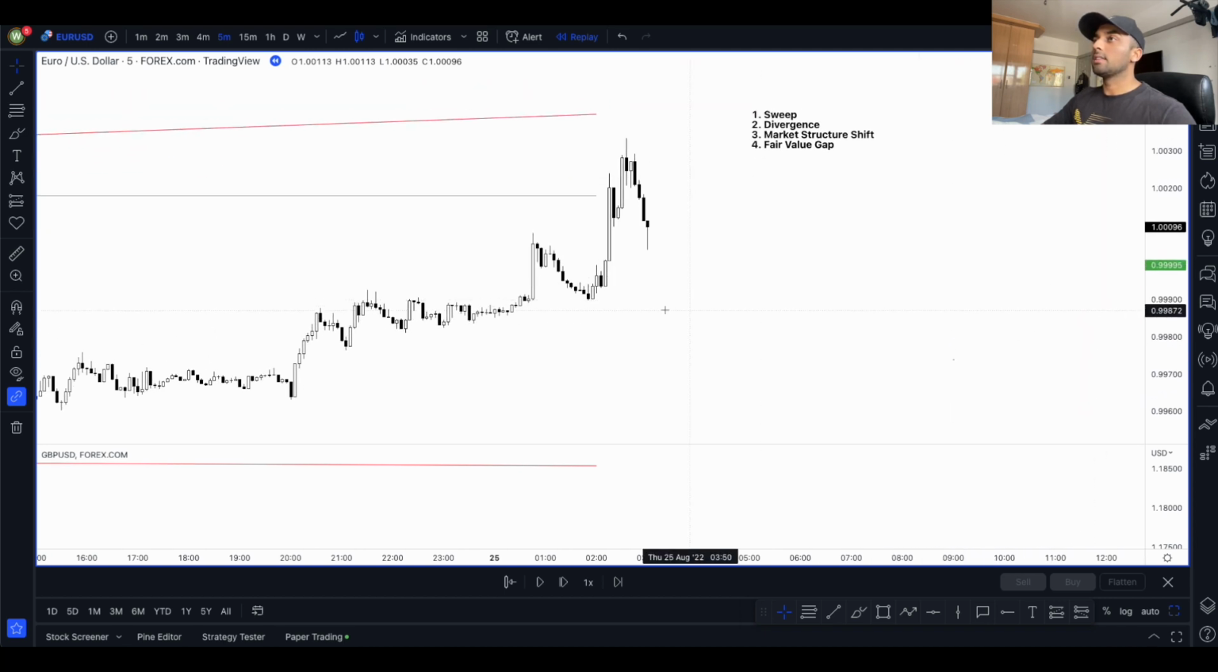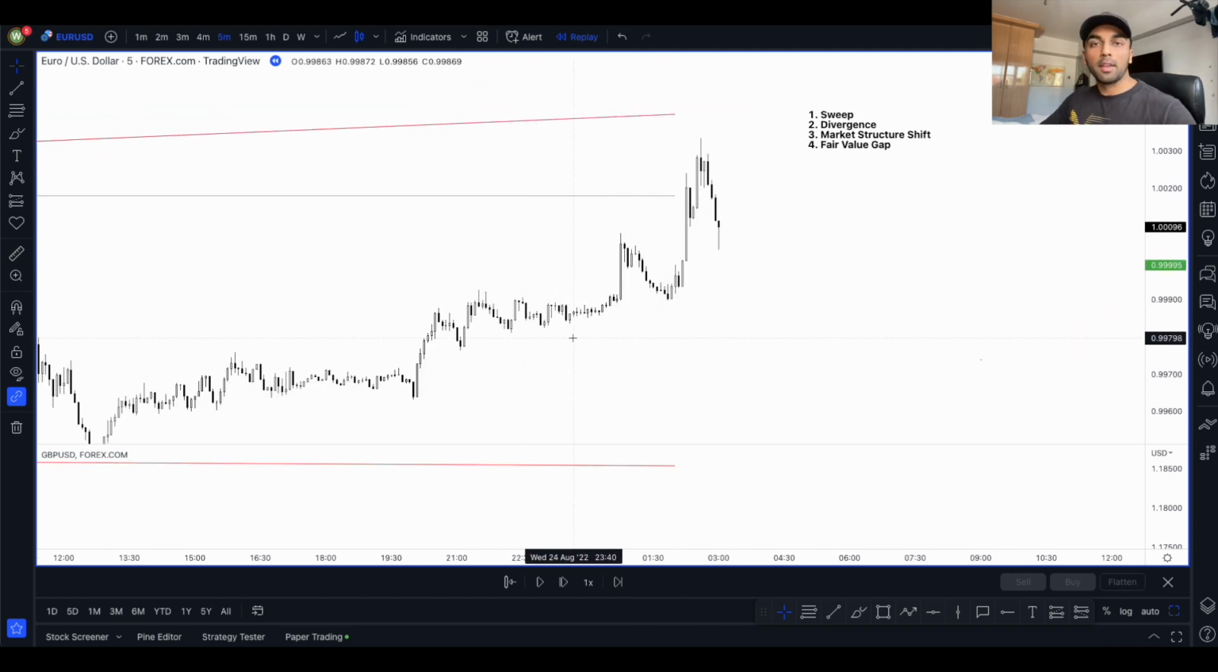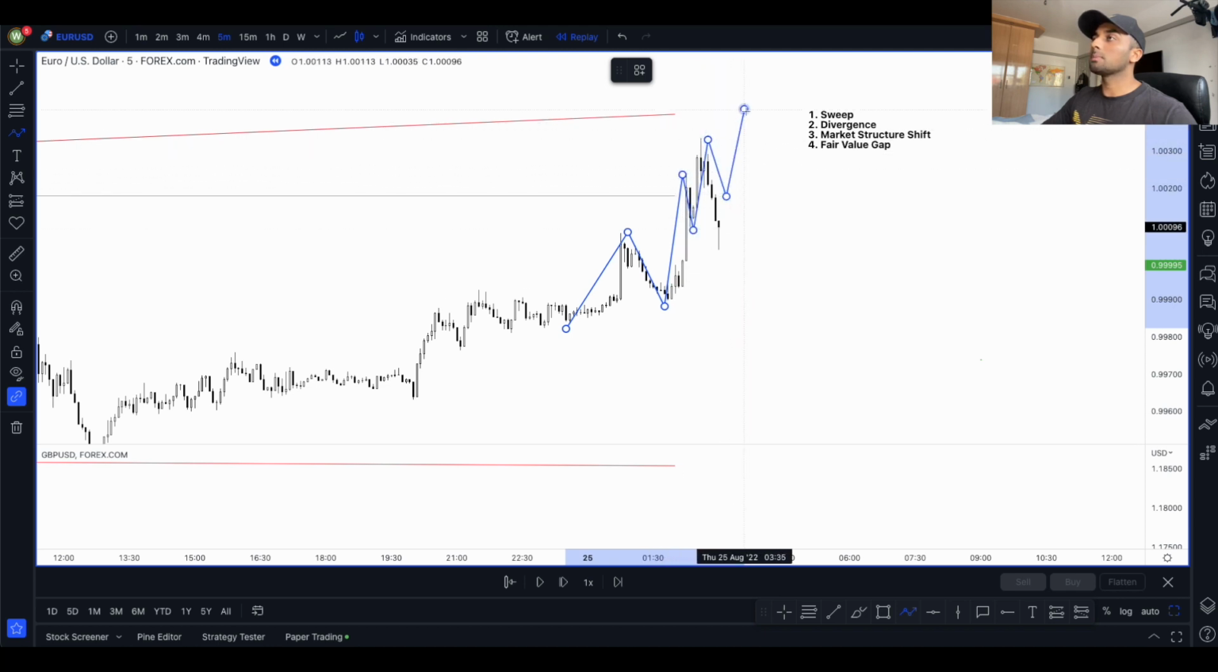We know that the market moves in waves, okay? And I'm not going to go into too much detail on how it's doing this, but essentially we can see we've come up, come down, come up, come down, come up. What do we expect? We expect this pattern to continue, right? But it did not do that.